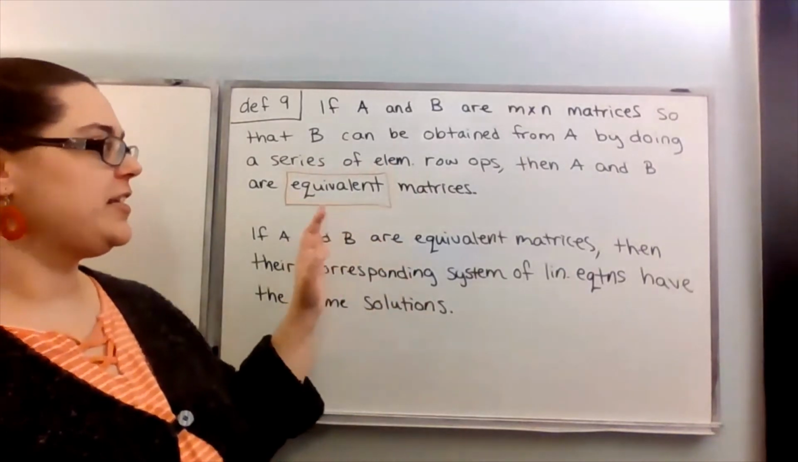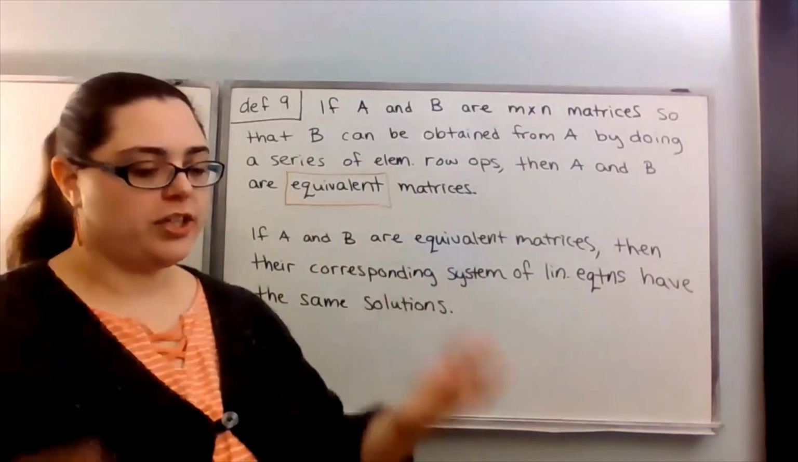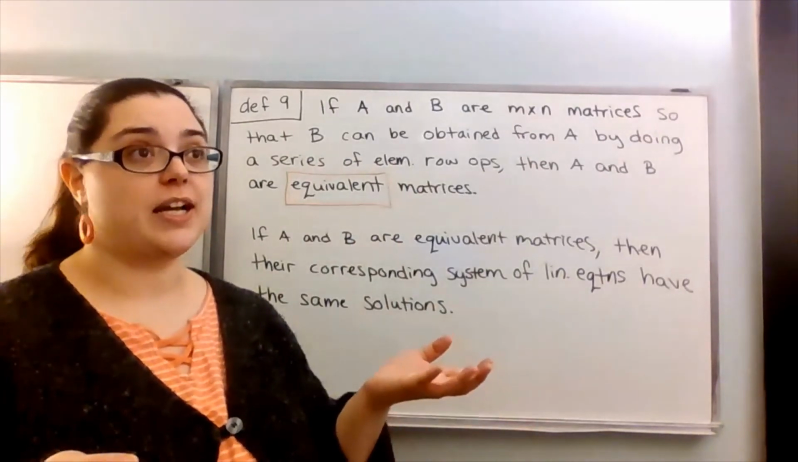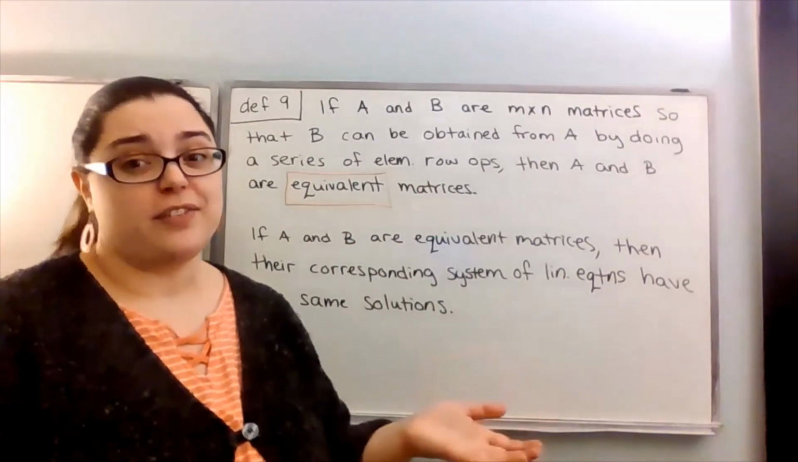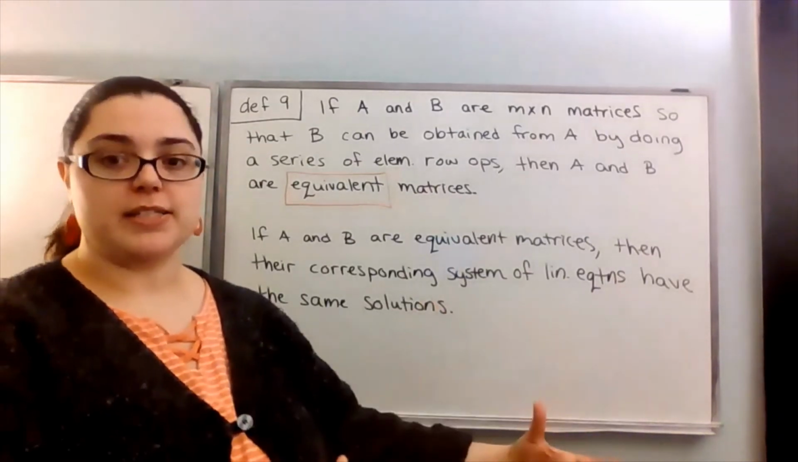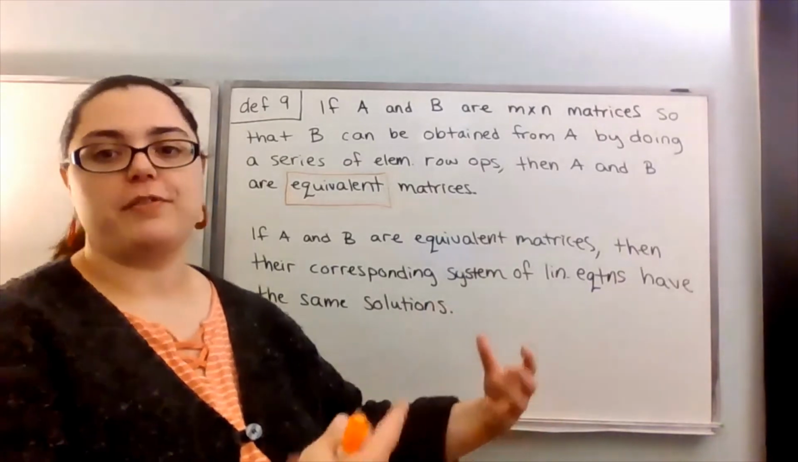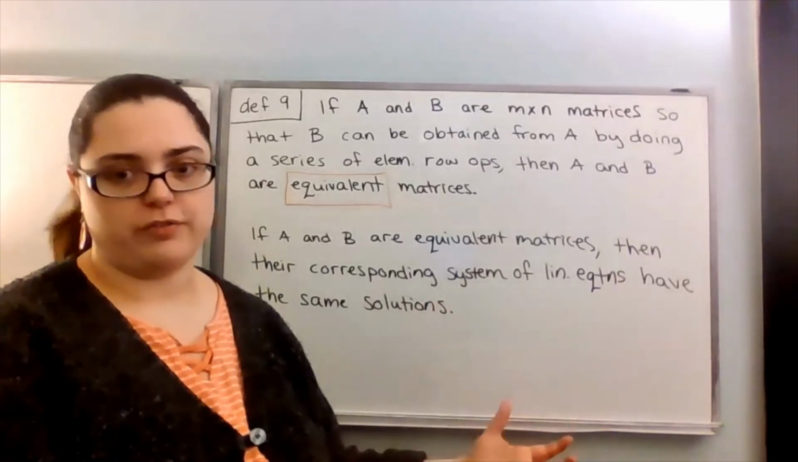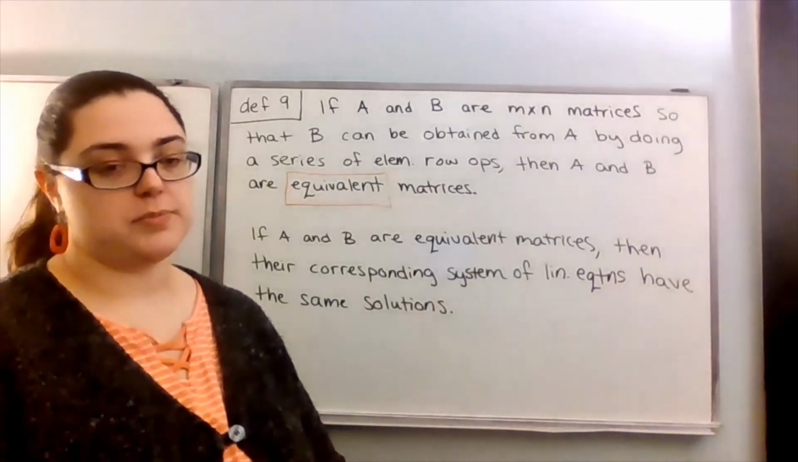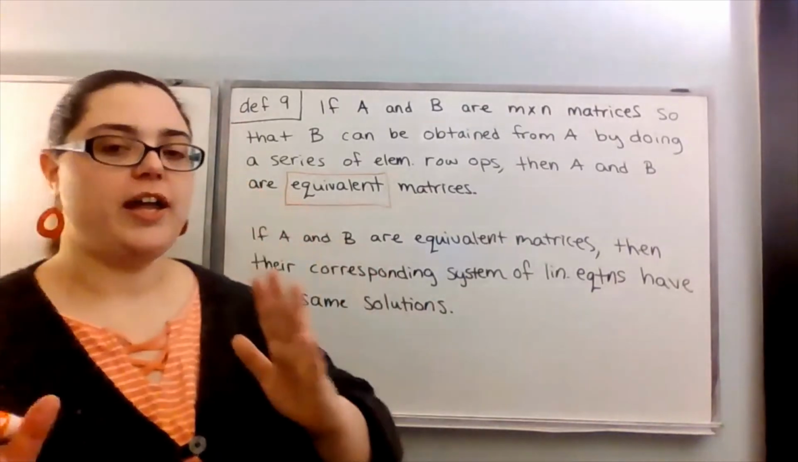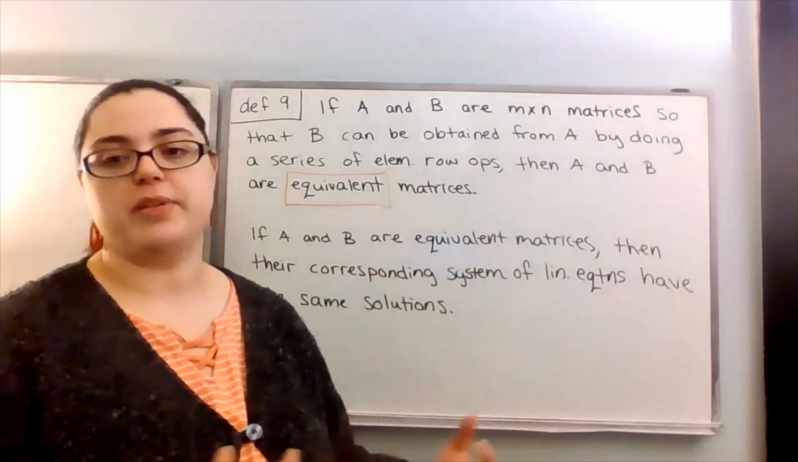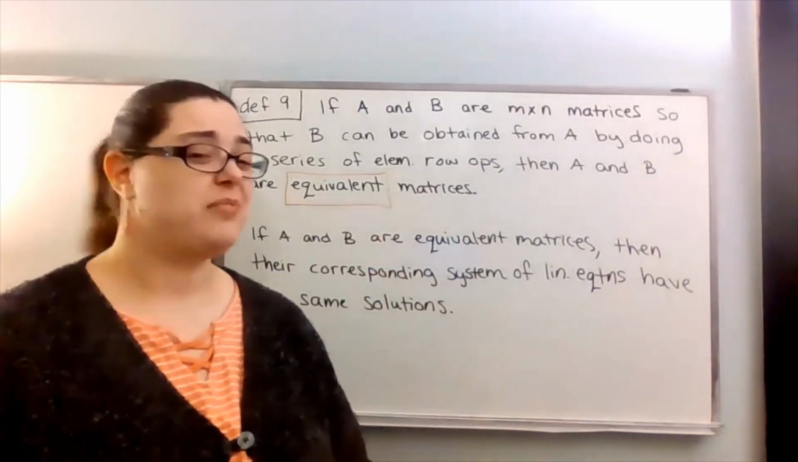So equivalent in this case means that if I look at the two matrices, they look different. They have different numbers in them, but their corresponding systems are going to, if we were to graph them, be the same lines or planes or whatever they are that we're graphing, and they're going to have the same solutions to those systems. So if I start out with A and I do some row operations on it, and I end up with B, those two matrices are going to be equivalent. If I can't do that, then they're not equivalent.